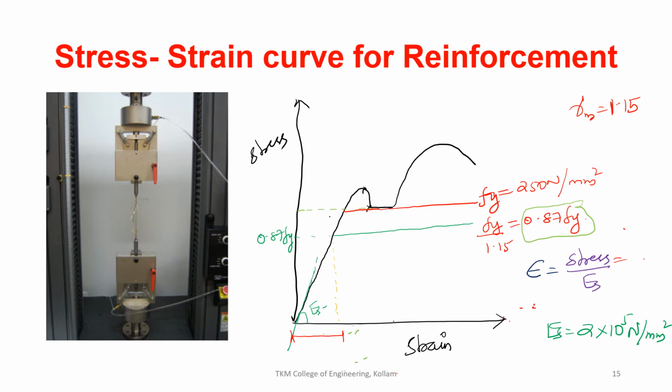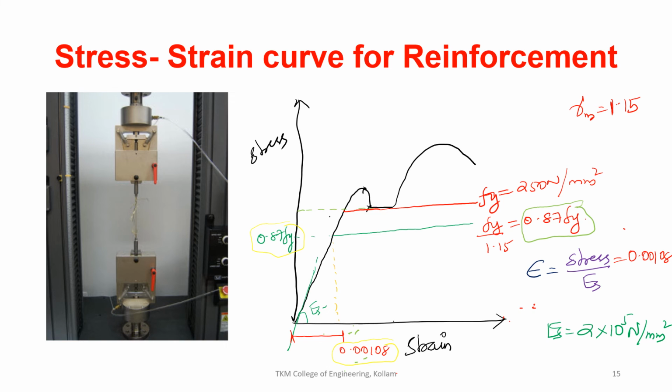You will get this value as 0.00108. So I could say the stress corresponding to 0.00108 strain is the design yield stress for your mild steel. So you need to have a clear understanding of how this 0.00108 came, and this value of 0.87 Fy.